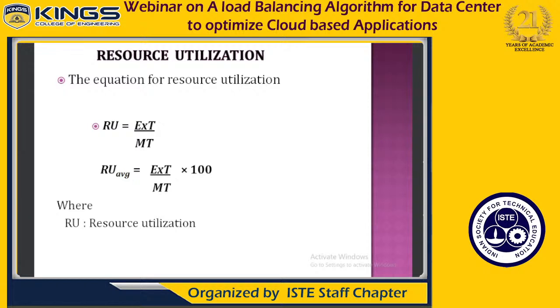Then the resource utilization. RU is the resource utilization. Resource utilization is how efficiently you can use your resources, that is the virtual machine server. So RU equals execution time divided by make span time, and to find the average, RU average equals execution time divided by make span time times 100. By using this equation, we can easily calculate our make span time, completion time, and the resource utilization.